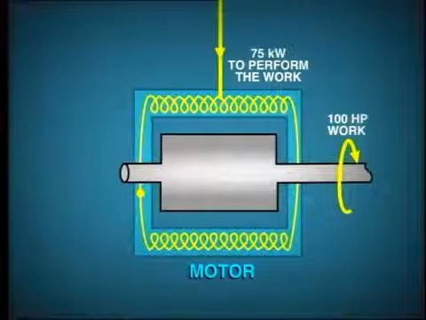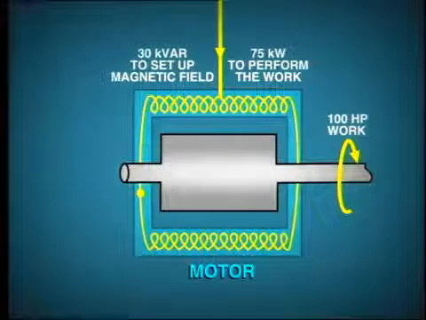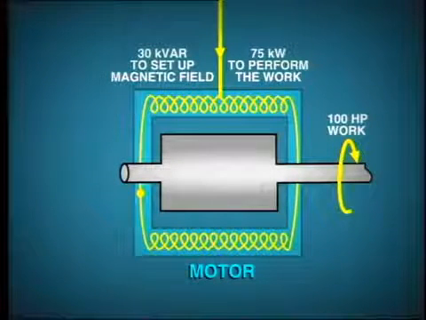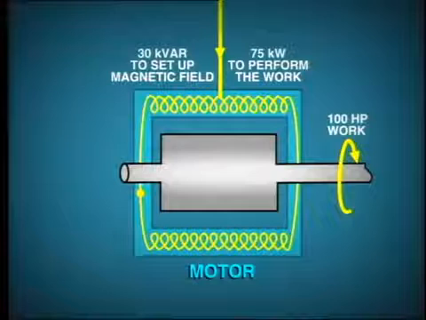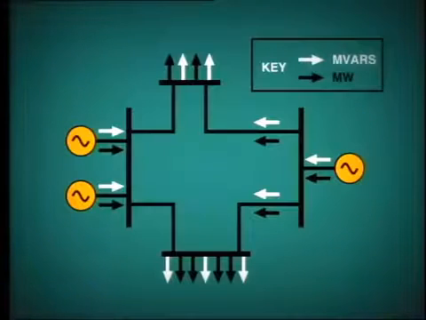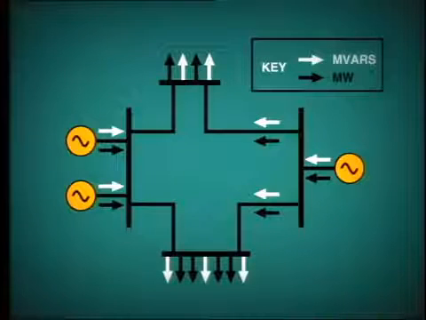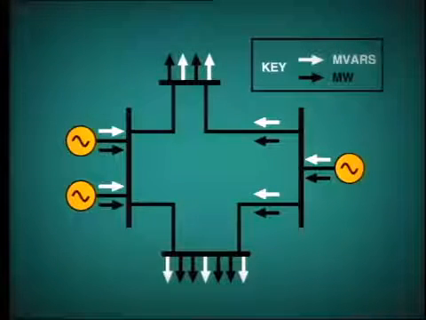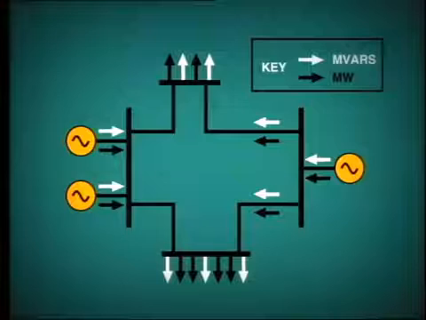But in addition to this, the motor will need to draw about 30 kilovars in order to set up the magnetic field which is needed for the motor to function. So on our power system, we have a demand not only for active power, that is megawatts, but also for reactive power, or megavars, and both of these power components must be supplied by the generators.